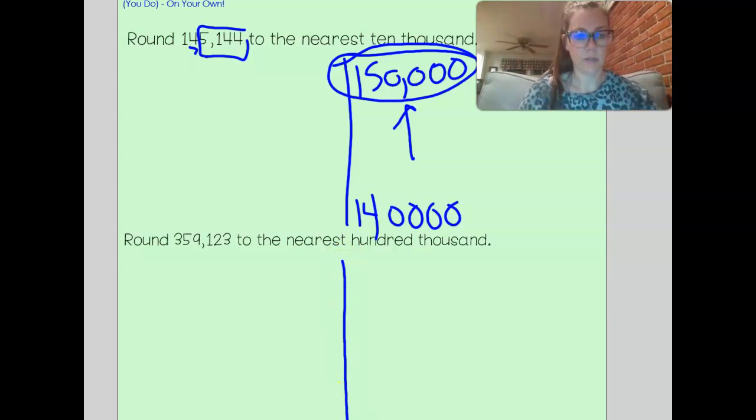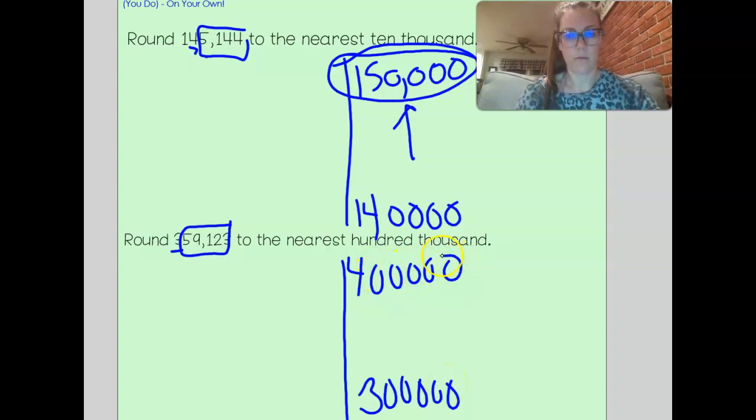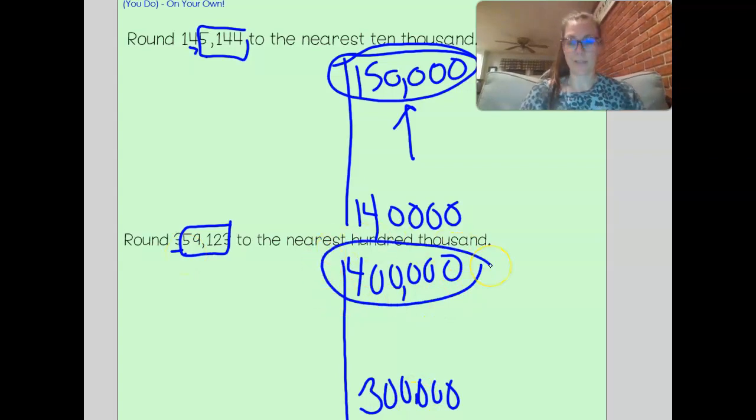Let's see how you did on the second one. To the nearest 100,000. That's underlining a 3, boxing everything behind it. 3 on the bottom, 4 on the top. 1, 2, 3, 4, 5. The digit in the box is a 5. That tells me to go up to 400,000.